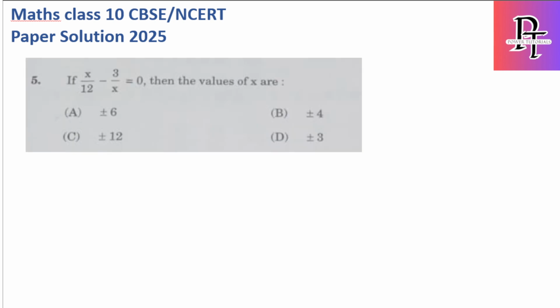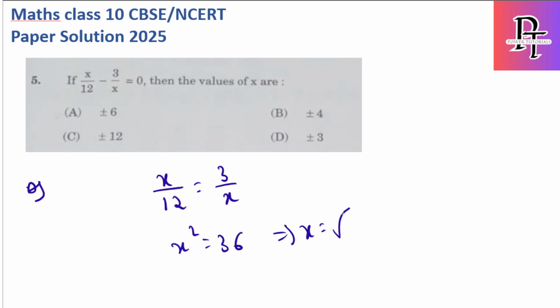Let's move to the fifth one. X by 12 minus 3 by x. So if I move 3 by x to the other side, it becomes plus 3 by x. If I do cross multiplication, it becomes x square is equal to 36. So simply x is the root of 36, which is plus or minus 6, which is A, the right answer. You can see that most of the MCQs are direct, straightforward questions.